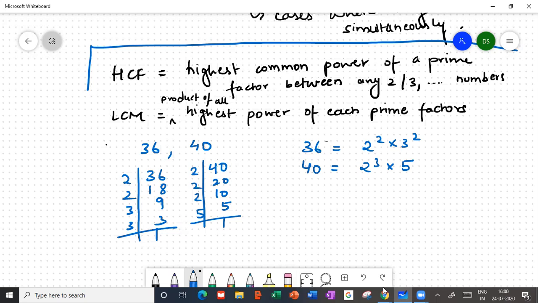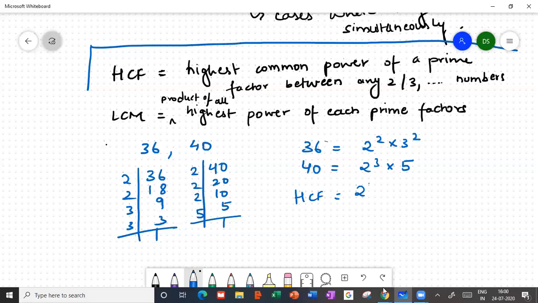Okay. So HCF will be what? HCF will be the highest common power of a prime factor. So I'm going to say 2 is common, correct? But it's not just 2. I can say 2 square is common, correct? So HCF will be 2 square. That's all. No other prime factor is common.